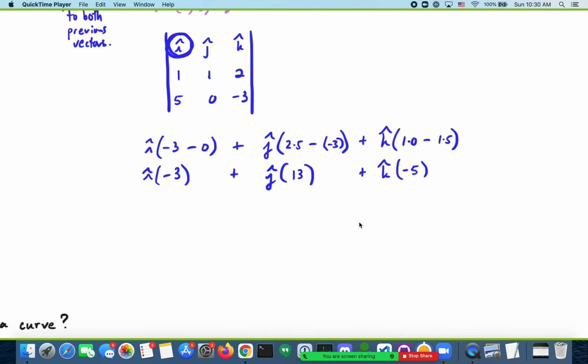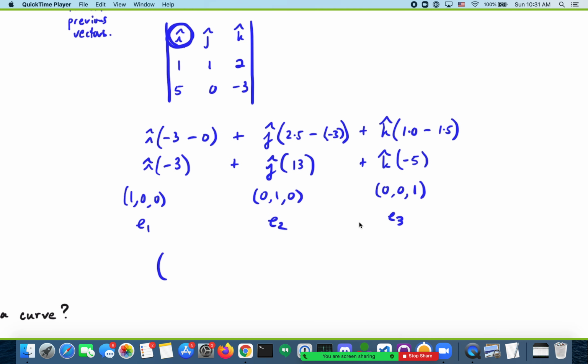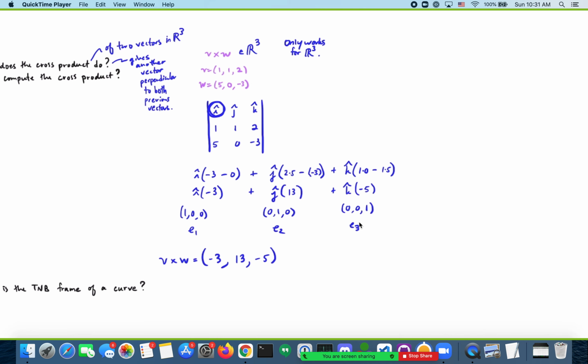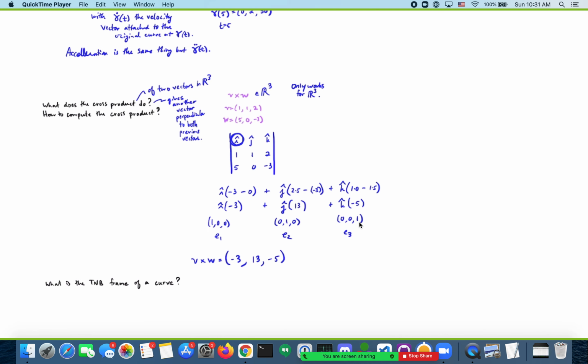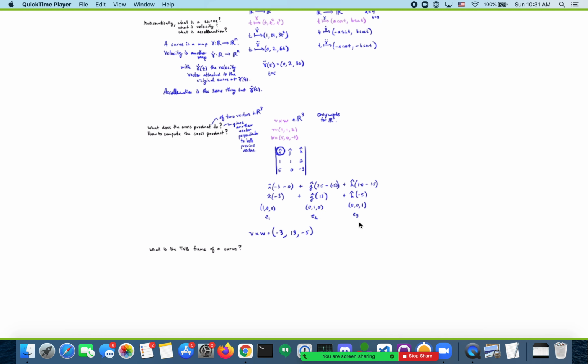And remember, i hat, j hat, k hat are just the vectors in the first, second, and third components, which we also call E1, E2, E3. And so, at the end of the day, this is going to be the vector minus 3, comma, 13, comma, minus 5. And this is V cross W. Okay. That's all I want to say for cross product right now.